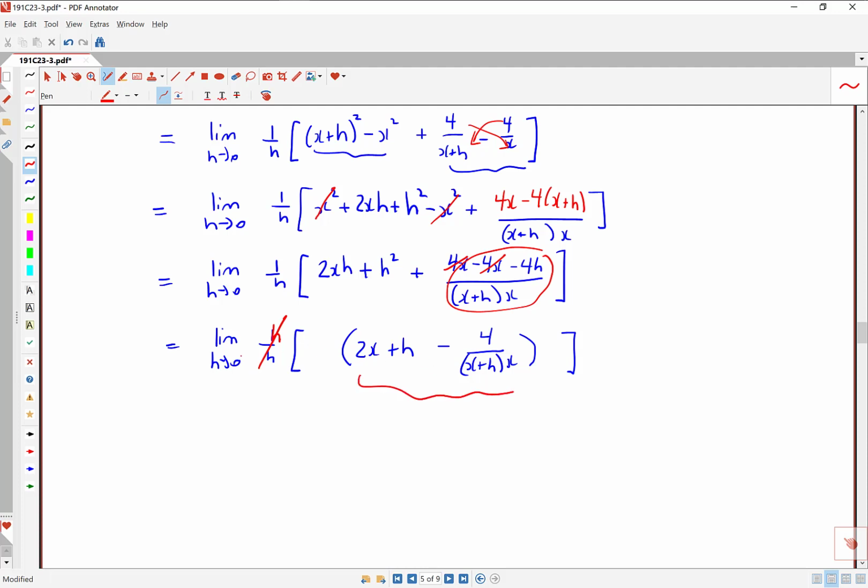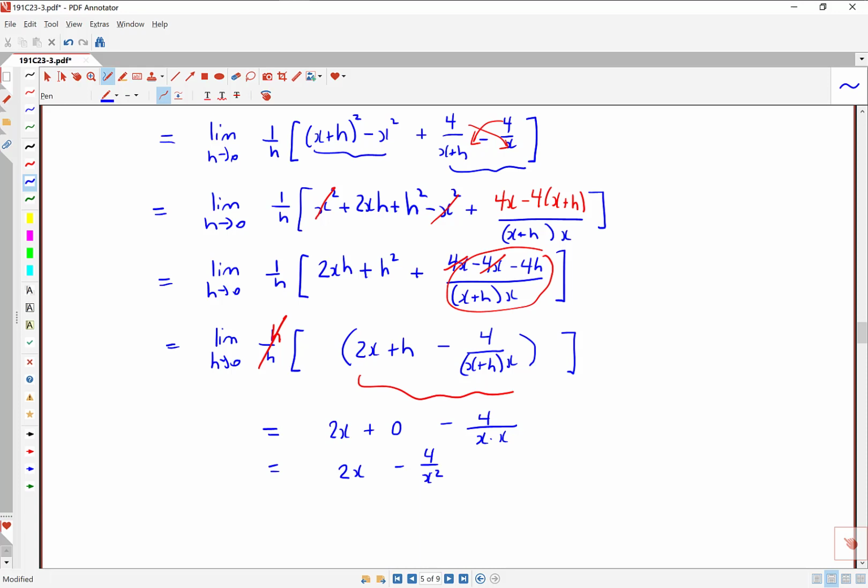So this is the very first step where it makes sense to plug in h equals 0. We no longer need our limit sign. So we're going to evaluate at h equals 0. We get 2x plus 0 and then minus 4 over, well, x plus 0 is just an x. So we've really got x times x in the denominator there. Or if we write that in the simplified way, 2x minus 4 over x squared is our answer.